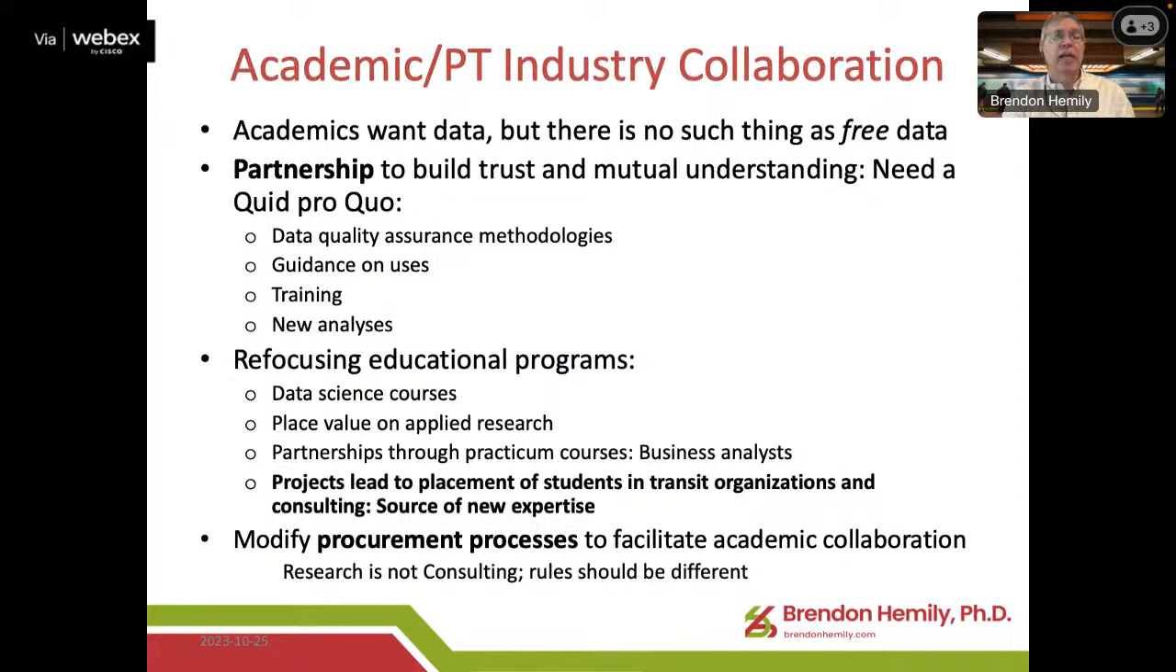And I think it's going to also require refocusing educational programs. Data science courses. U of T just developed a master's level course on data science for transit analytics. And I think others will do the same. It would be nice if somehow the academic system placed more value in applied research. But like I said, some agencies, some academics have managed to figure out a dual track approach. There can be practicum courses focusing on business analytics. And then in the long term, with this collaboration, one of the big outcomes is it helps to place bright students into transit systems with prior knowledge of what the environment is, what the data is, how it's structured, what its challenges are. So that's very, very useful.